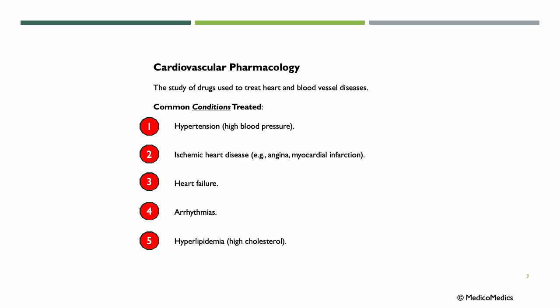Now, this branch of pharmacology focuses on drugs that treat diseases of the cardiovascular system. So we study drugs used to treat heart and blood vessel diseases. We're talking about some of the most common and high-impact conditions in medicine. For example, we have hypertension, which is high blood pressure. We treat ischemic heart disease like angina or myocardial infarction, i.e. heart attacks. Furthermore, we talk about drugs used for treating heart failure.